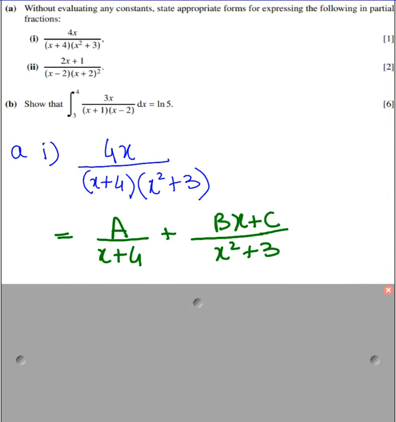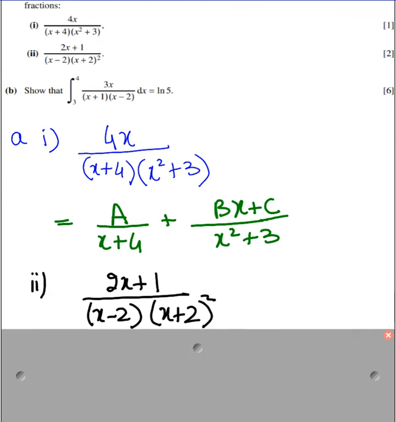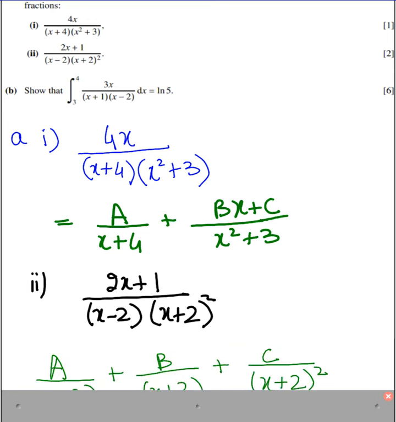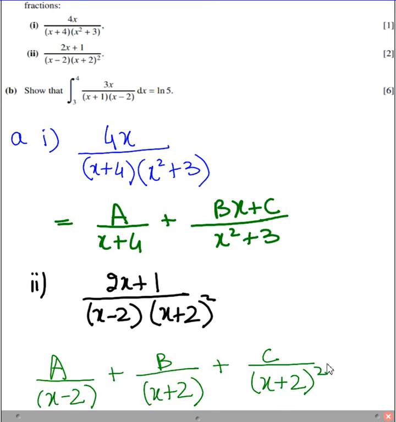Now let's see part 2. Now if we see here, we will recognize it is linear and it is repeated. So whatever is the technique of linear and repeated, we will apply that. A, B, C. You can see power 1 here, right? And power 2 here. So this is all you have to do in part A.